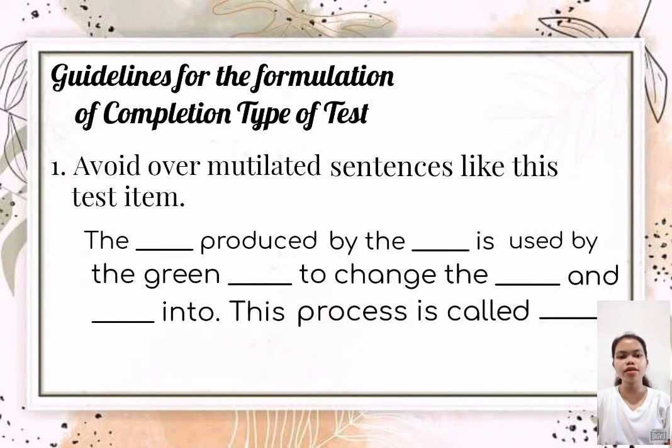There are 5 guidelines for the formulation of completion type of test. Number 1. Avoid over-mutilated sentences like this test item. The blank is produced by the blank is used by the green blank to change the blank and blank into. This process is called blank. Give enough clue to the student.